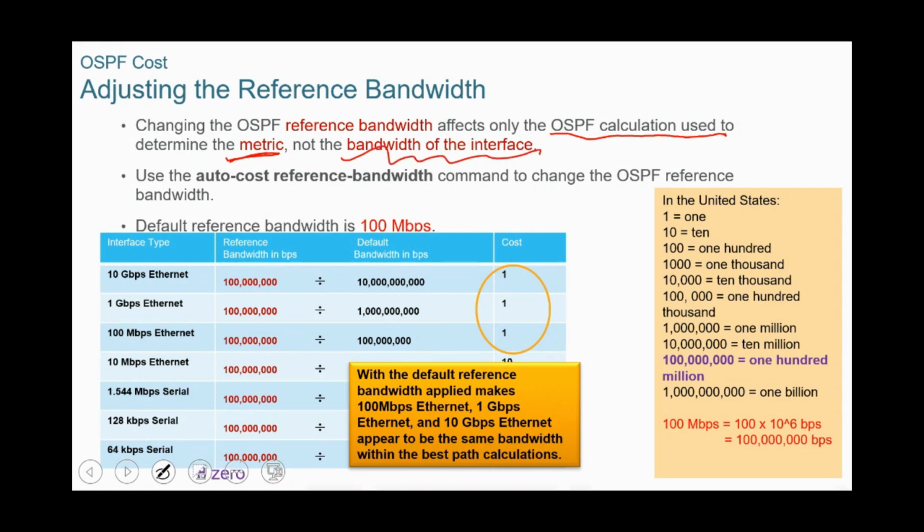So how do you auto adjust your reference bandwidth? You can configure it with the command auto-cost reference-bandwidth, which changes the OSPF reference bandwidth. The default reference bandwidth is 100 megabits per second. 100 megabits per second is equivalent to 100 times 10 to the power of 6 bits per second, so you will have 100 million bits per second.